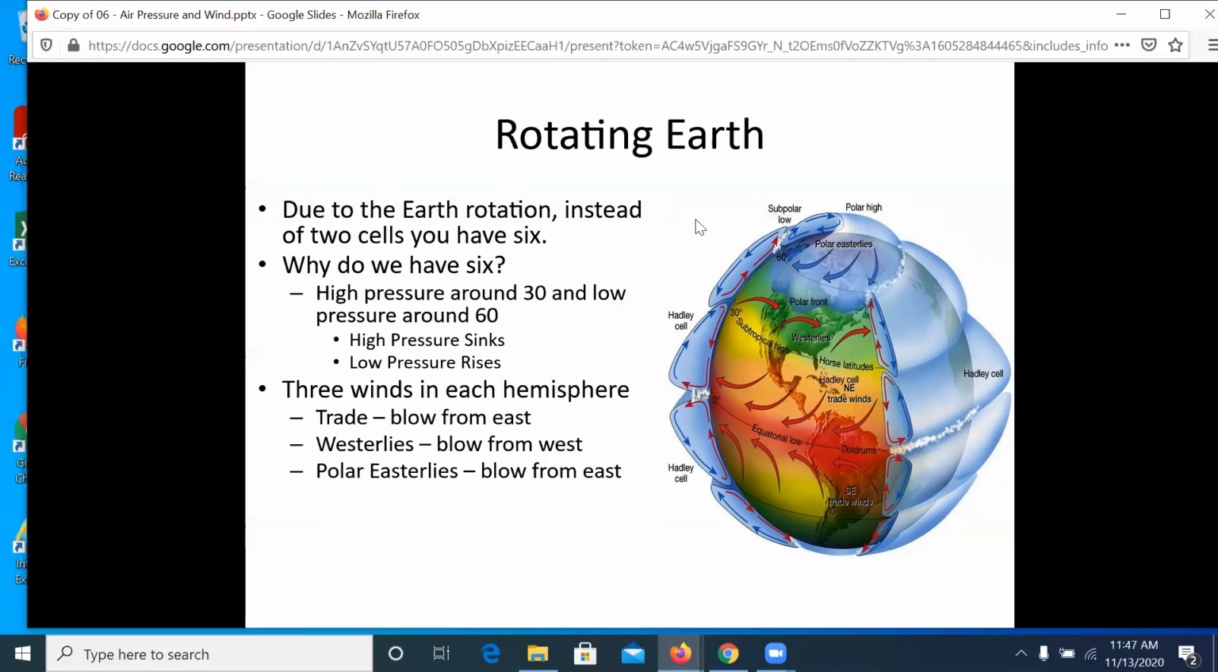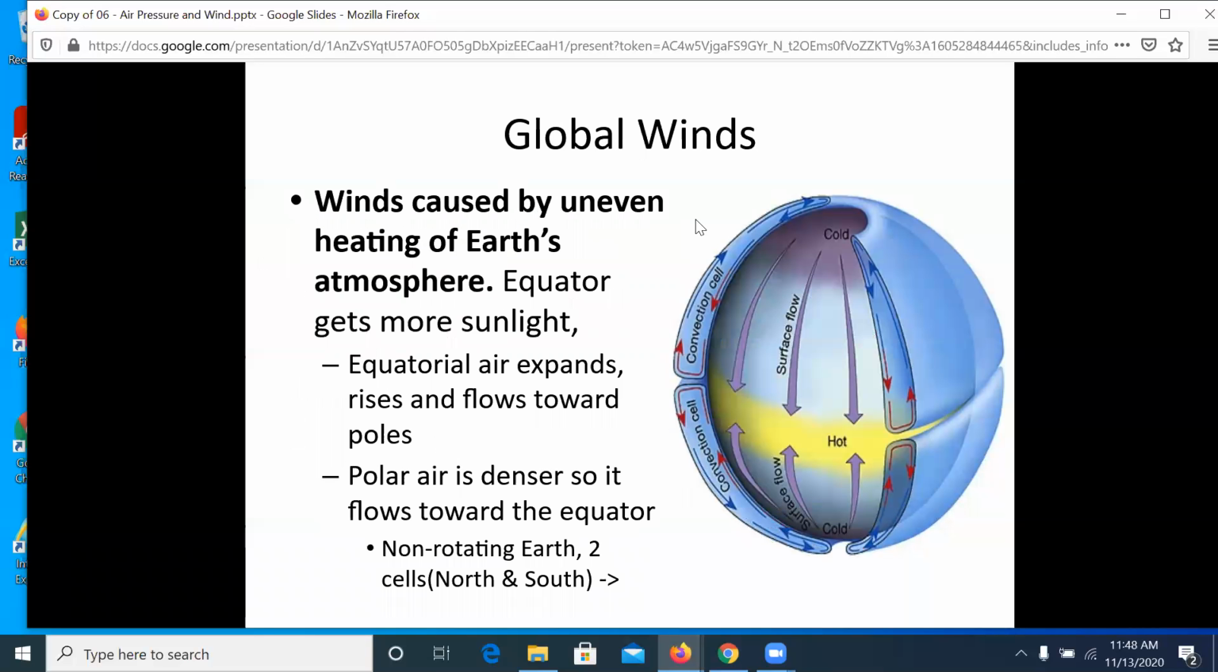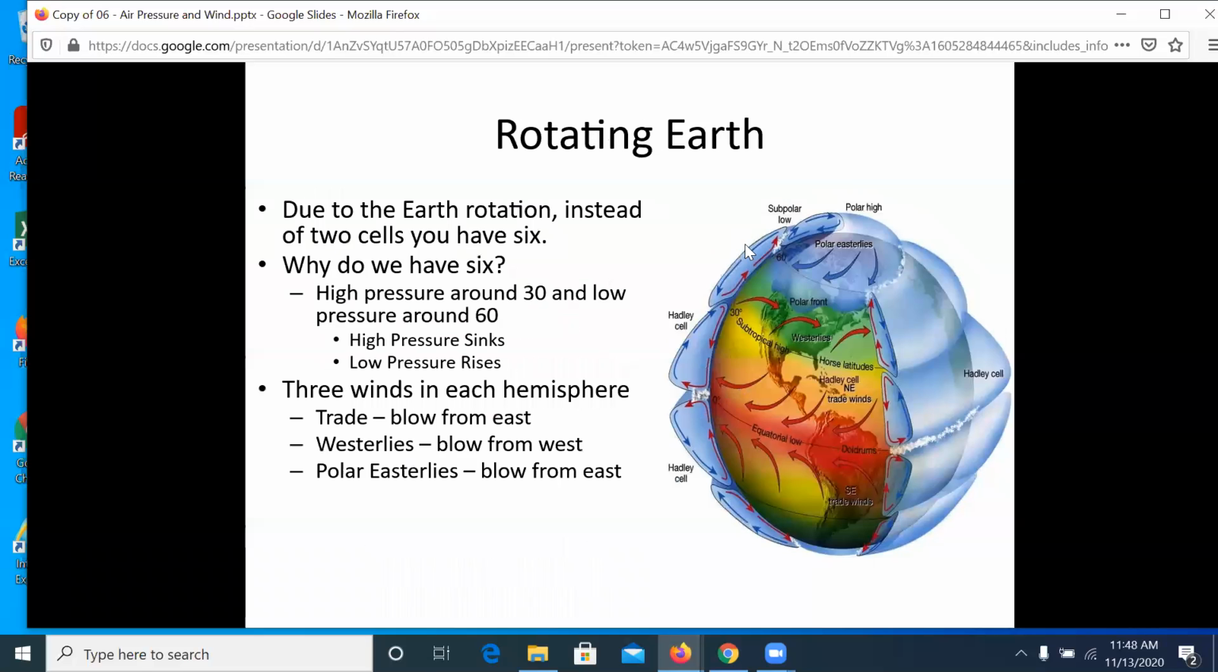Because of that, the warm air from the equator rises and moves towards the poles, while cold air from the poles moves towards the equator to replace it. So because this air is trying to move towards the poles, the cold air replaces it at the bottom. This is what would happen if we didn't have any rotation of the Earth's surface. But because we have the rotation, we have 6 cells instead of 2.